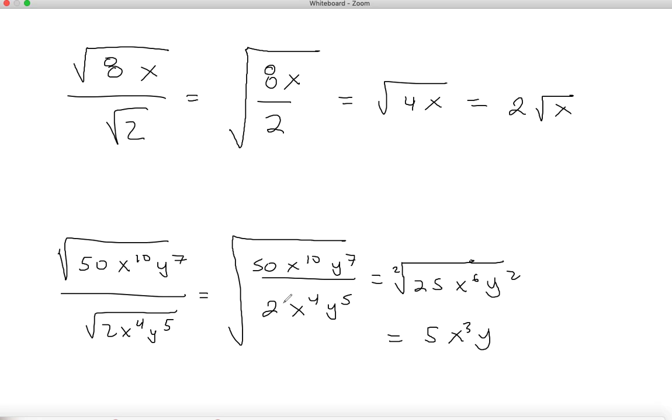So when that works, when you're able to reduce like that, that's a great way to take care of the radical in the denominator. I suspect the next video I make will be when that doesn't work, so we'll see.